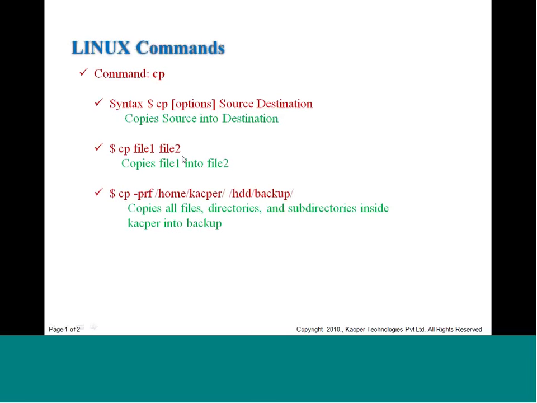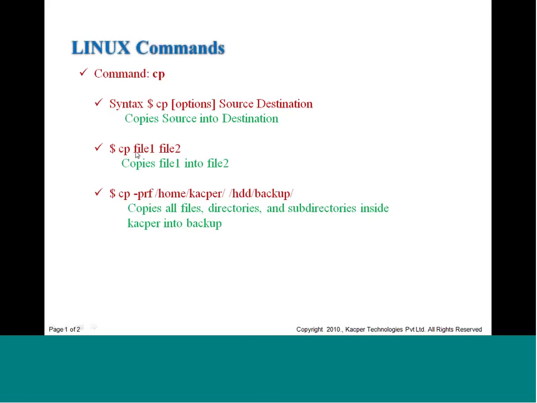You can also specify a directory here instead of the file, and then it will create an exact copy of file1, and call it file1 also, under this particular directory. So here we can say cp -prf. Again, all these options have a meaning, and we'll see what they mean. It takes the files, directories and subdirectories from this area, /home/cacper, into the HDD backup area, and it creates all the files exactly like that.